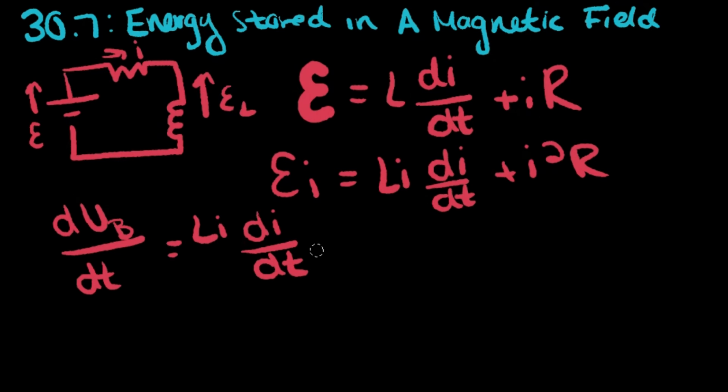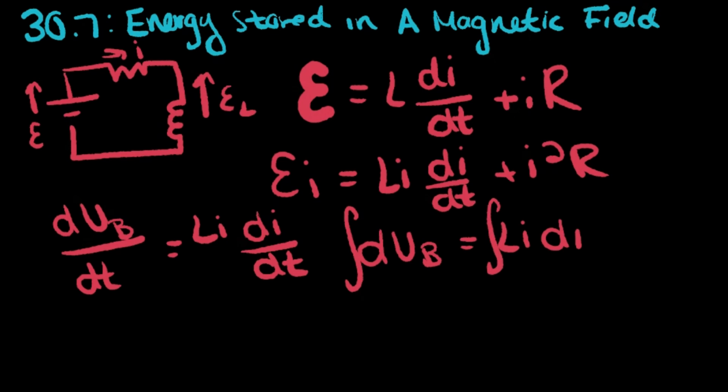So after this, we can say that since we have dt for both, we can write that d potential energy equals L I di. And from here we can integrate. And our bounds here would be from 0 to the total potential energy, and over here our bounds would be from 0 to I.